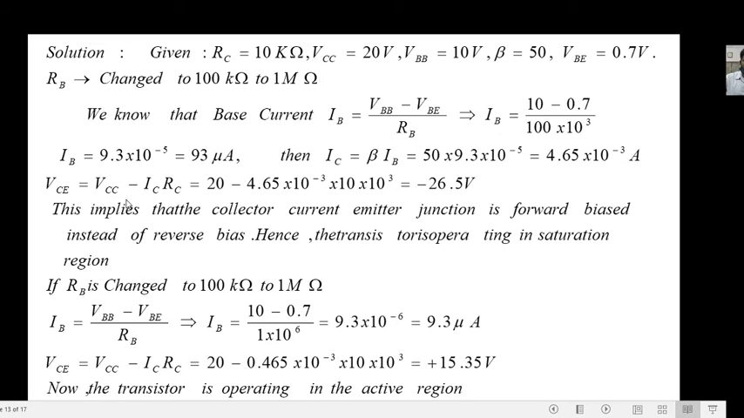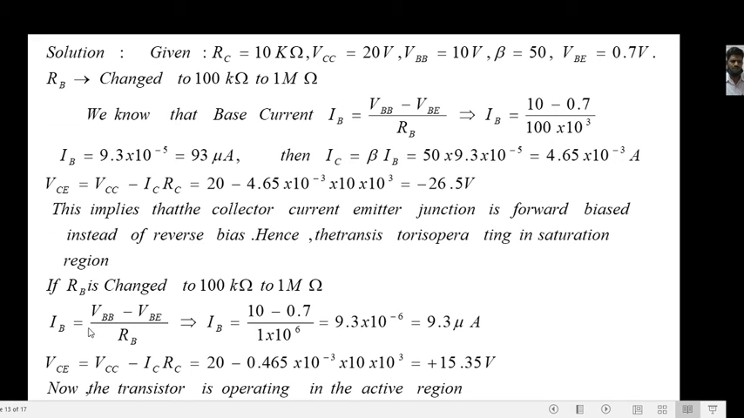VC is equal to VCC minus IC RC equals 20 minus 4.65 into 10 power minus 3 into 10 into 10 power 3, that is equal to minus 26.5 volts. So we get VC is equal to minus 26.5 volts. This implies that the collector emitter junction is forward biased instead of reverse biased, hence the transistor is operating in the saturation region.